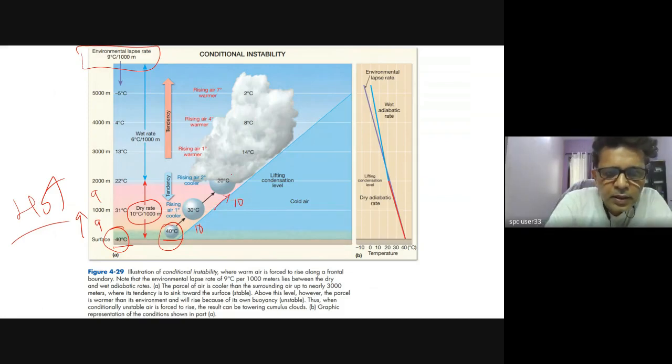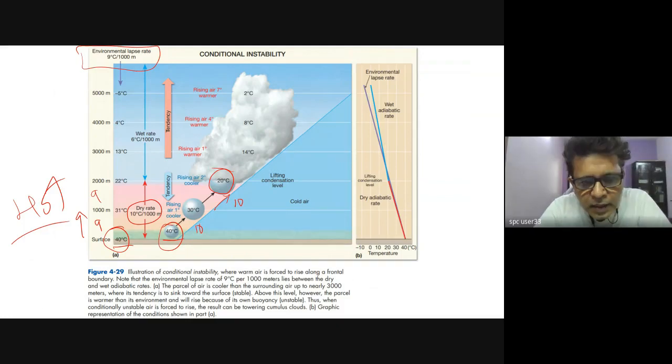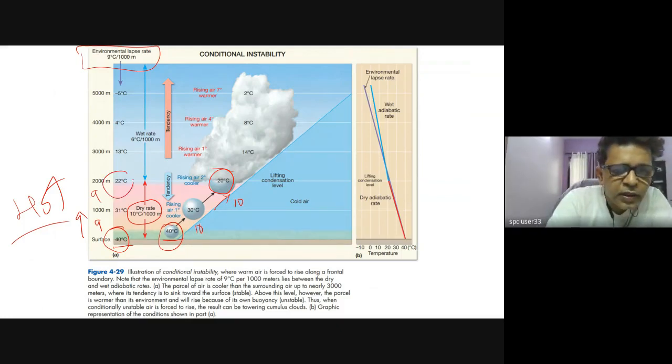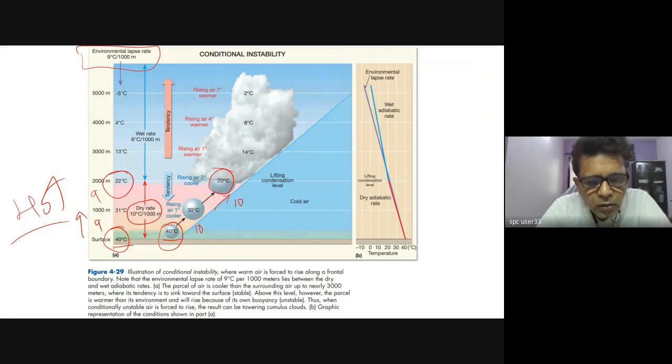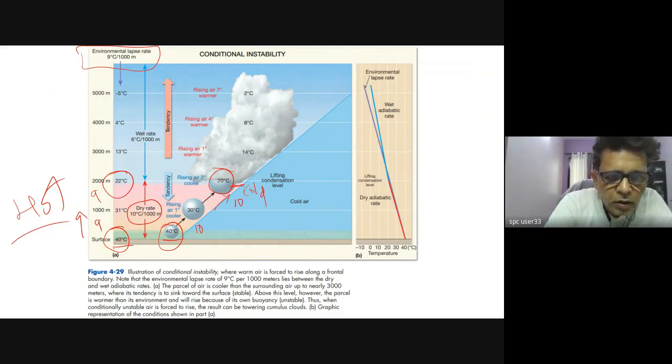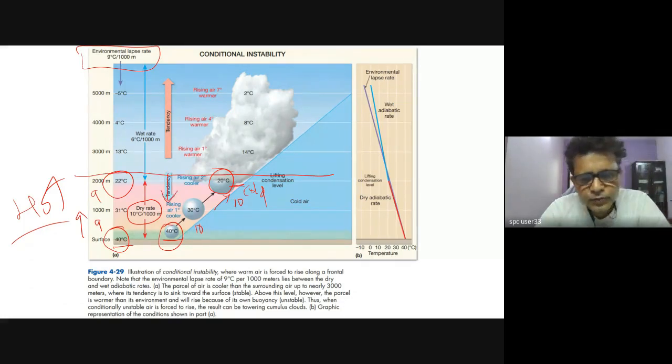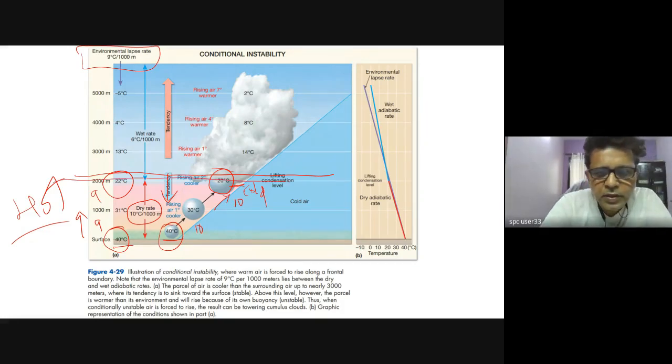Now what happens here is the temperature of the rising air is 20 and the normal air is 22. So this is going to be colder. Because of this, till this level, the tendency is to come down. Now at 2000 meters, condensation takes place.